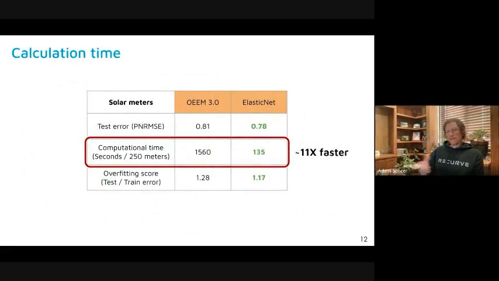So I just want to point out this overfitting score. One of the key differences in the OpenEEmeter 3.0 versus the ElasticNet is the introduction of a new source of data, which is the GHI. So the models on the next page are not necessarily apples to apples. We're looking at a solar PV customer, so the ElasticNet is allowed to use the GHI. The OpenEEmeter 3.0 does not incorporate the GHI. So there are a different set of variables being passed to both of these models. So they're not exactly apples to apples.